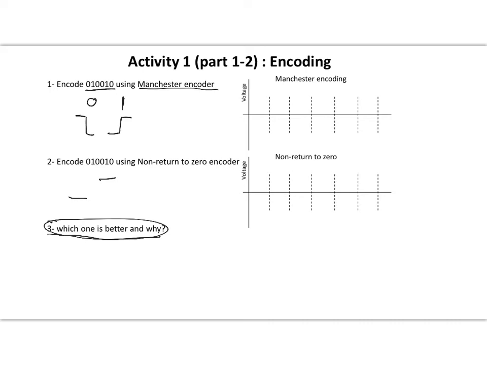Okay, so for the non-return to 0, I see no volunteers to solve that activity. So we'll go through them together. In the first part, the encoding for Manchester encoding, we have 0, and then 1, and then 0, 0, 1, 0. As we said, the 0 will start positive first and then negative. So it will be like this.